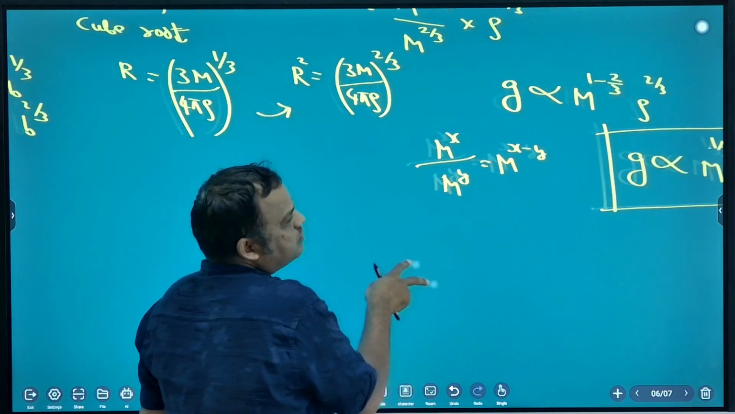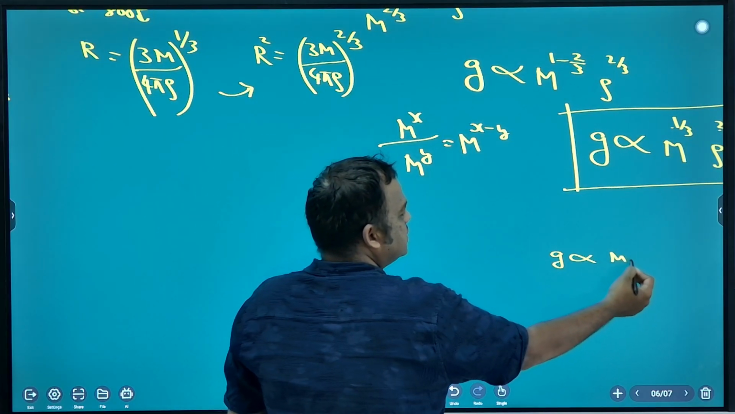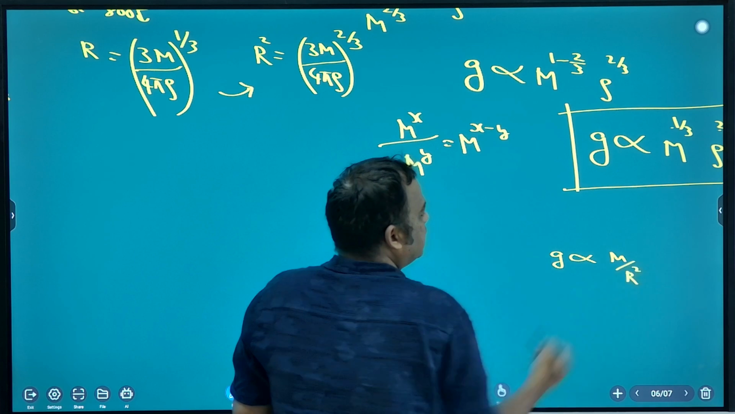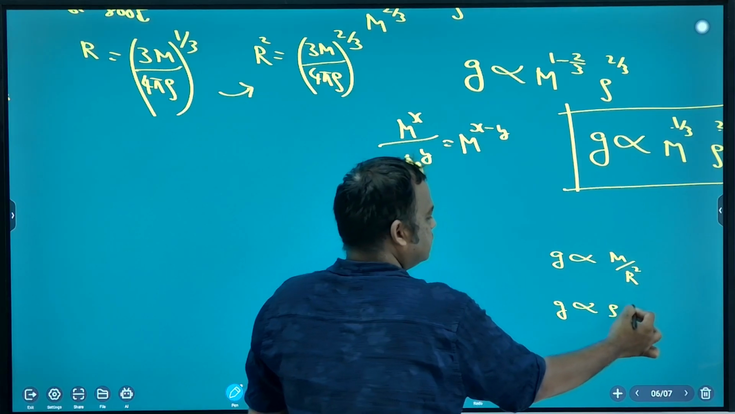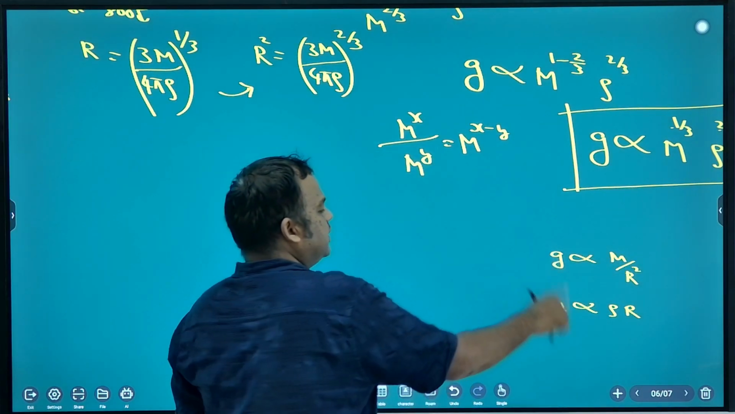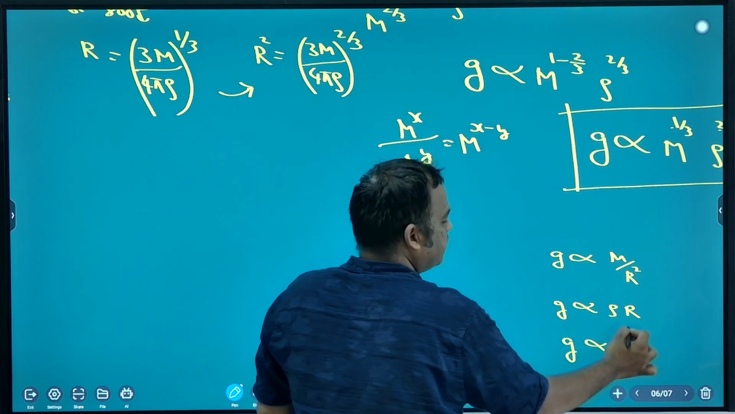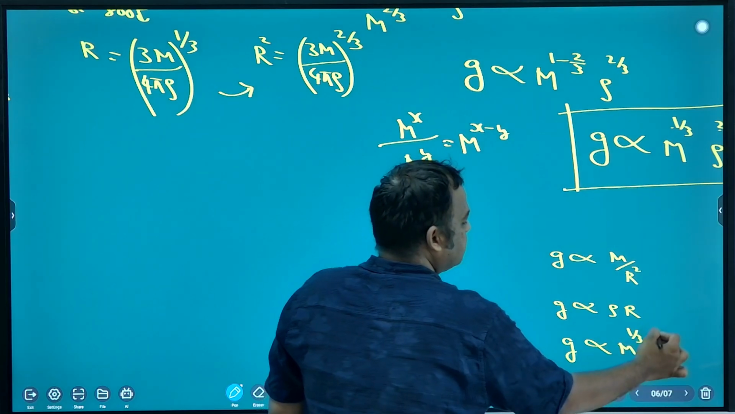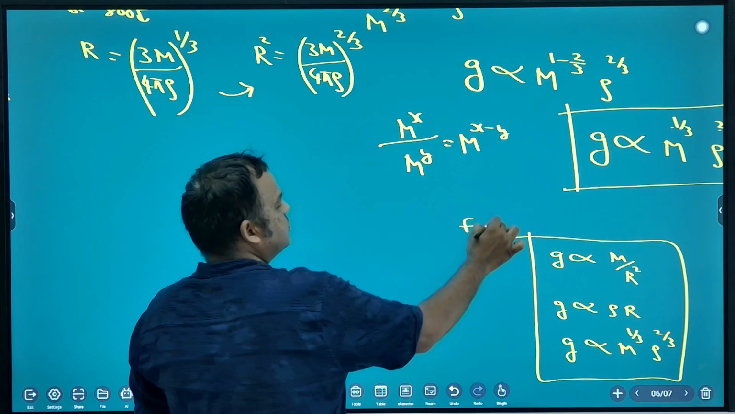So what is the formula now? Let us take all the formulas together. If mass and radius are given, g is proportional to M by R square. If density and radius are given, g is proportional to density into R. If mass and density are given, M power 1 by 3, density power 2 by 3. Okay, so this you write in your formula diary also.